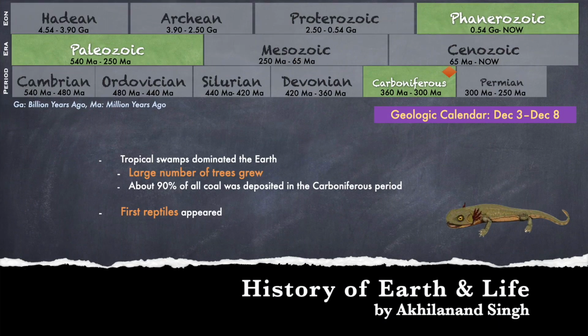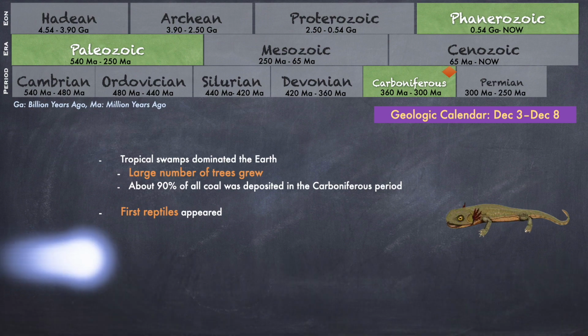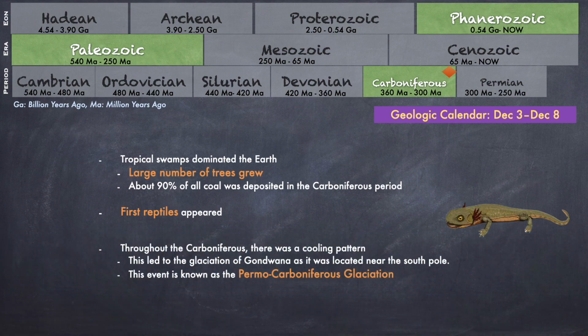Now we come to the Carboniferous period, whose time span is 360 million years ago to 300 million years ago, which is shown in the geologic calendar as December 3rd to December 8th. In this period, tropical swamps dominated the earth. A large number of trees grew. About 90% of all coal of earth was deposited in the Carboniferous period. In this period itself, the first reptiles appeared. Throughout the Carboniferous period, there was a cooling pattern. This led to the glaciation of Gondwana, as it was located near the South Pole. This event is known as the Permian Carboniferous glaciation event.